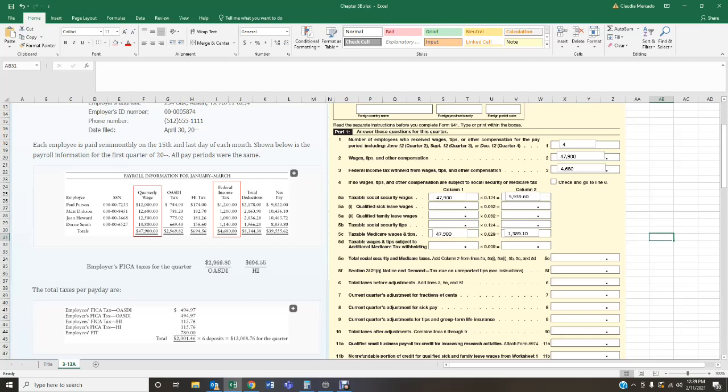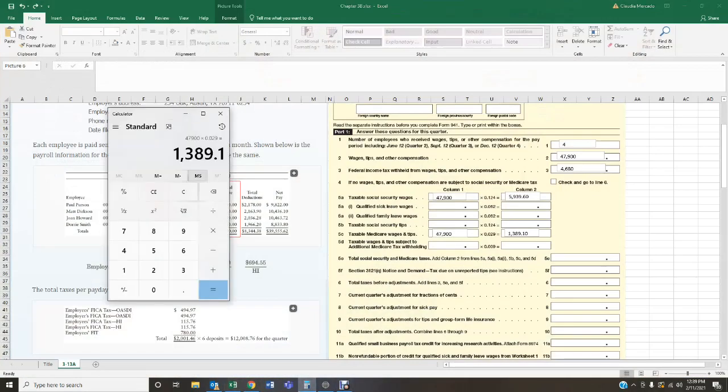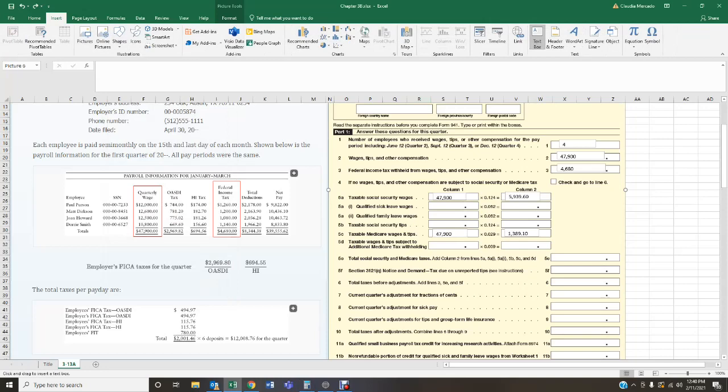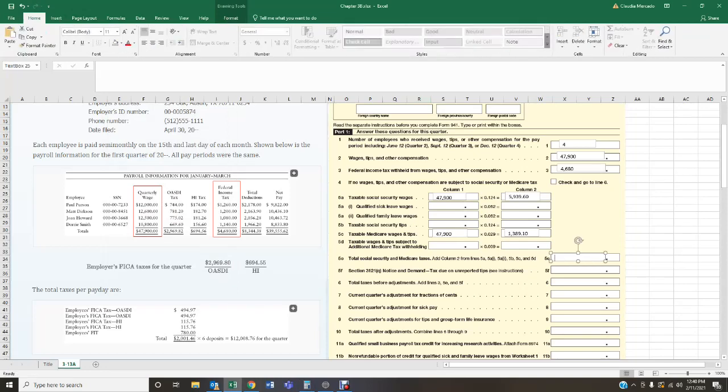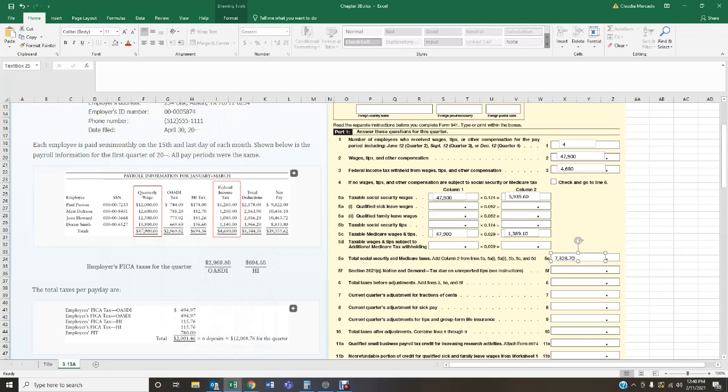Now, let's look at 5E. Total Social Security and Medicare taxes. We're going to add column 2 from lines 5A. Basically, you're going to add the total from column 2. The only two numbers we have in column 2 are those numbers. We've got the 5939.60 plus the 1389.10. That gives me 7,328.70. So you're going to add all of the column 2 information and enter it in 5E. And that gave me 7328.70. Let me just make sure that I entered it correct. 7328.70. Yes, correct.